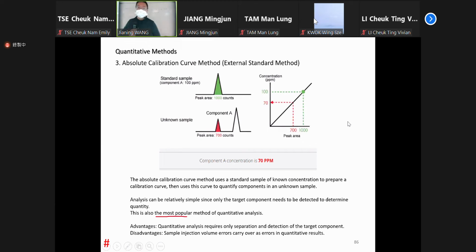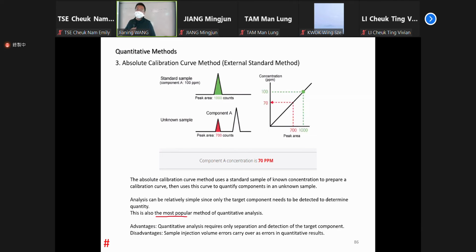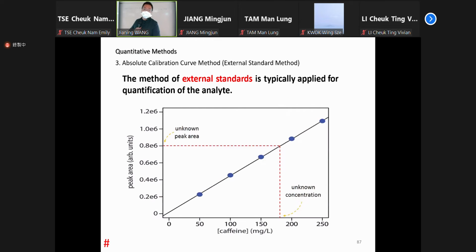Also, you can add an external standard and build a standard curve. If the two separation conditions and signal responses are comparable, you can still do the quantitative analysis. So this is the general principle of the quantitative methods, and not only for the separation, the chromatography.